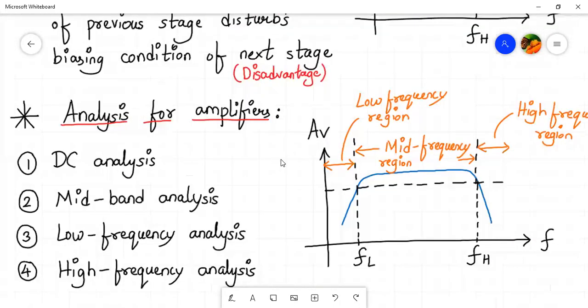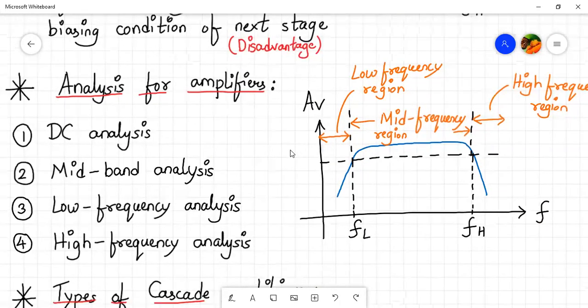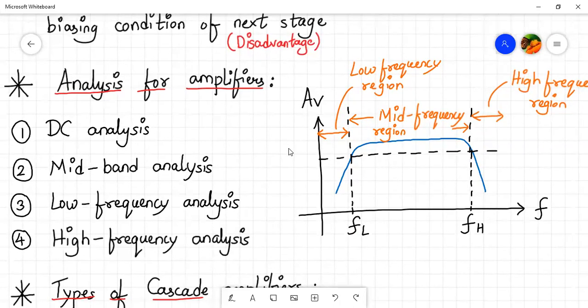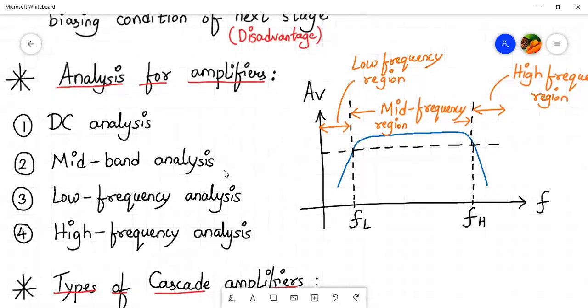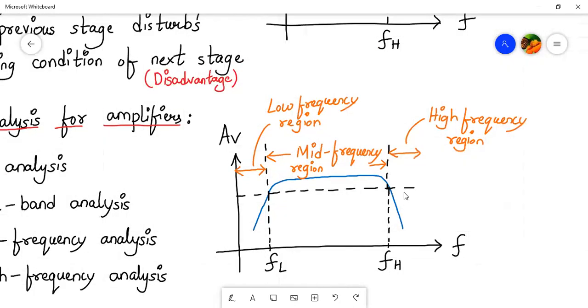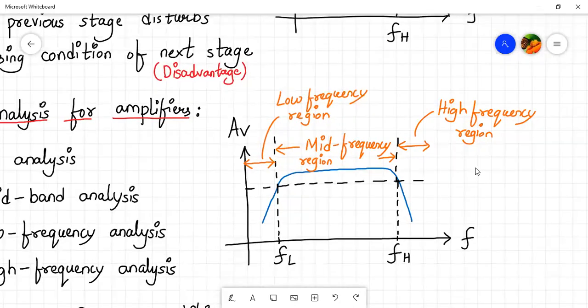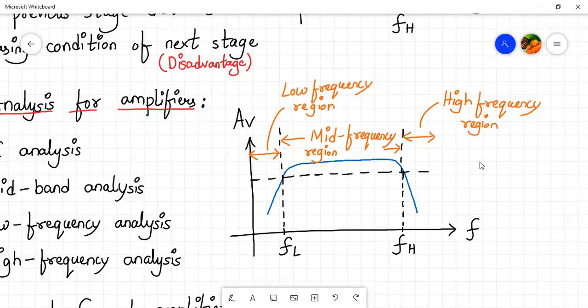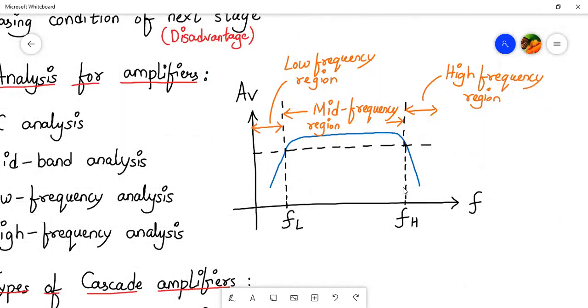Now over here, we will be doing a lot of analysis of amplifiers in module number 2. So we have done so far in module number 1 DC analysis, mid-band analysis, low frequency analysis, and high frequency analysis, right? And we have done that with respect to this frequency response of a single stage amplifier. In a multi-stage or cascade amplifier, we will have a similar kind of frequency response for RC coupled amplifiers. So you will have a low frequency region where the gain will fall, the mid frequency region where the gain will remain almost constant, and the high frequency region where the gain will again fall.